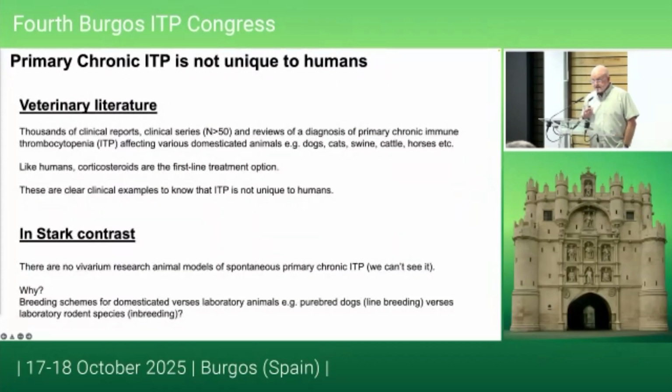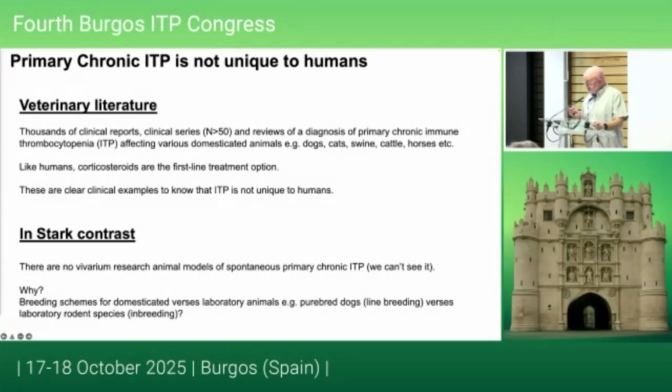In veterinary medicine, ITP is also very prevalent. It's not just a disorder of humans. There are thousands of clinical reports on ITP in domesticated animals, from dogs and cats all the way to horses. We treat veterinary ITP the same as human ITP. They start off with corticosteroids. They could be given IVIG, and we certainly treat them in a very similar manner. But it's not unique to humans, so animals do get it.